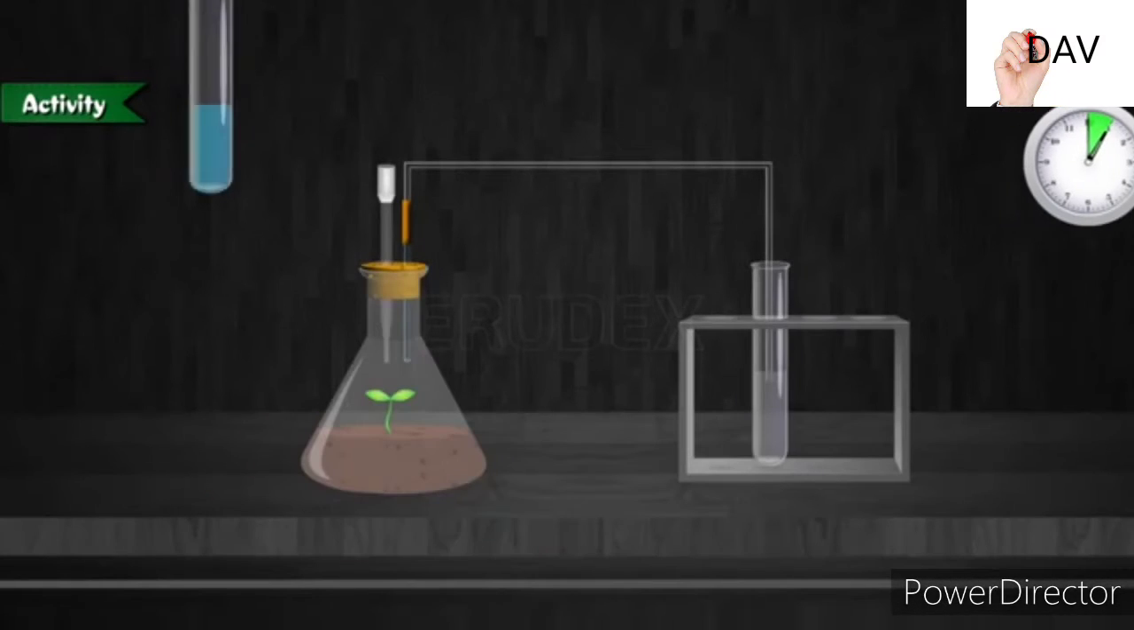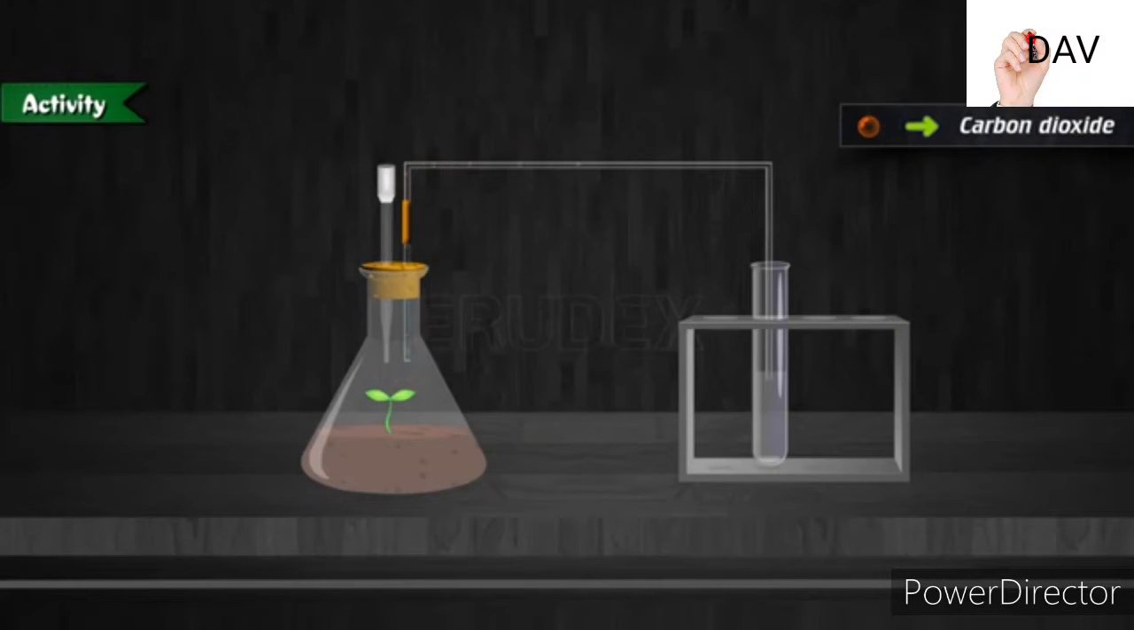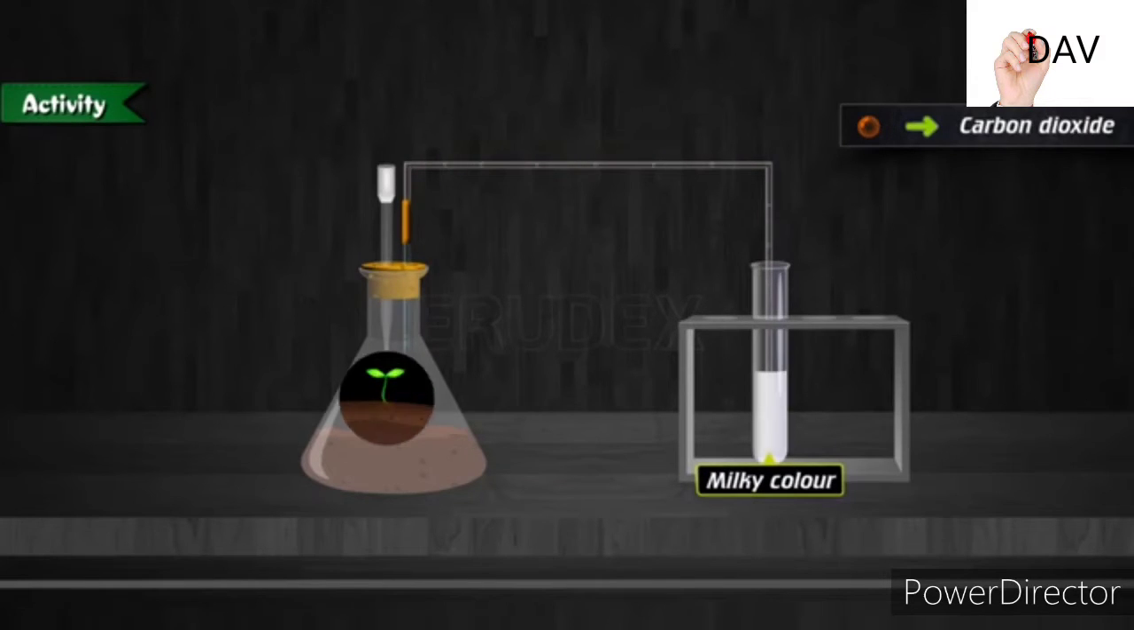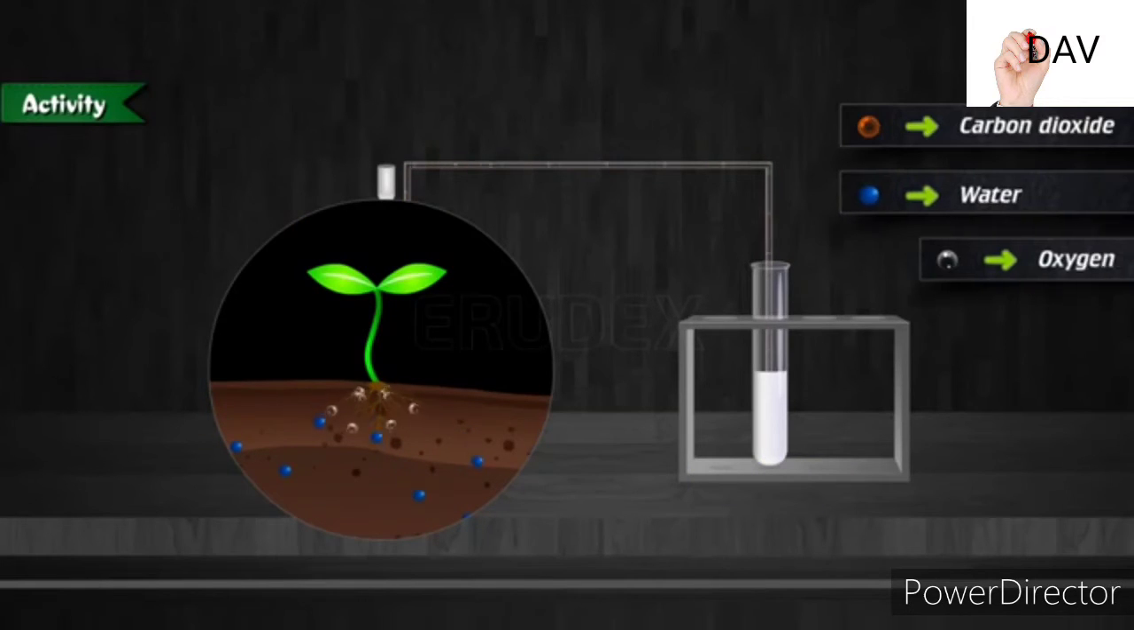After some time, we have to add some more water to the plant through this funnel. Then some gases are liberated. They will travel through the tube and be collected at this test tube, thus proving that the plant is liberating some gas which is known as carbon dioxide.